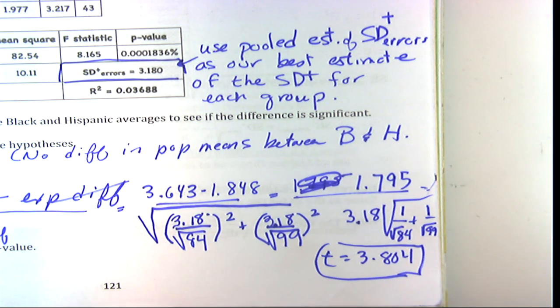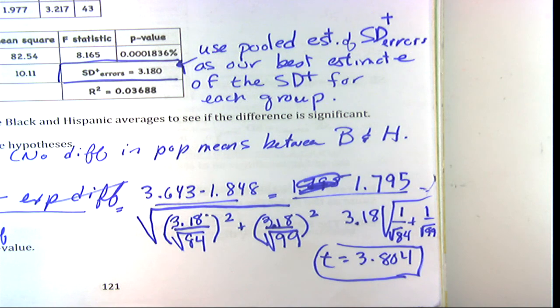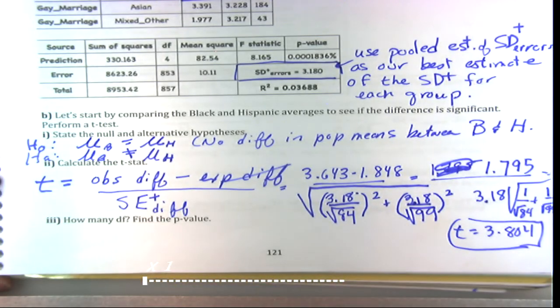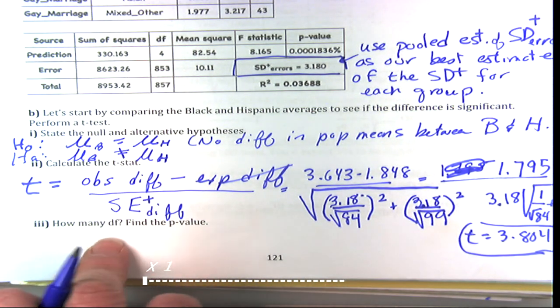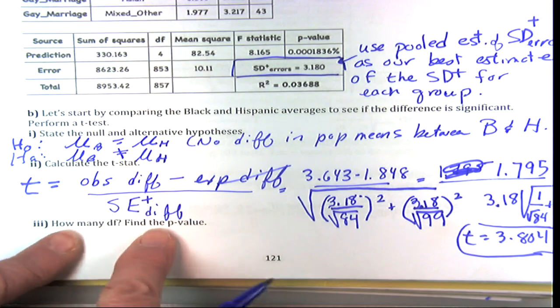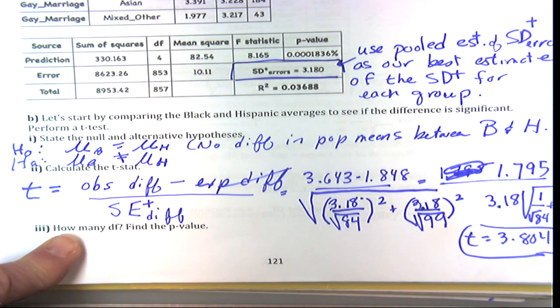So now what do I want to do? I want to say how many degrees of freedom. Well, this is a t-test, so it just has one set of degrees of freedom. Usually it's n minus 1 for a t-test, but it depends on our error degrees of freedom right here.